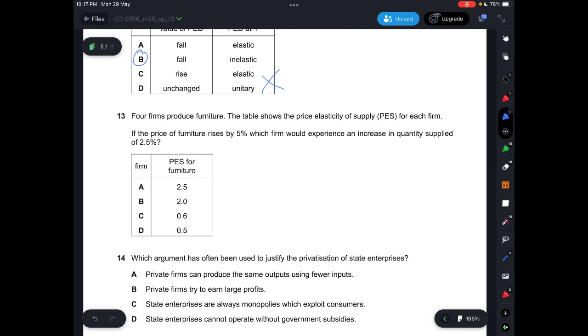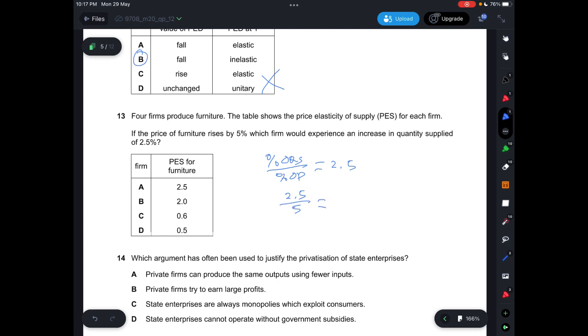So the way to calculate PES would be percentage change in quantity supplied over percentage change in price. And we know that this will equal PES. So here, let's try one by one. So for example, PES for this one will be 2.5. And then the increase in quantity supplied will be, let's say, 2.5 divided by 5.